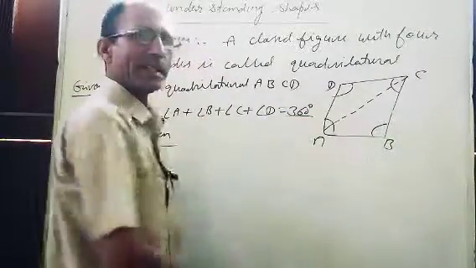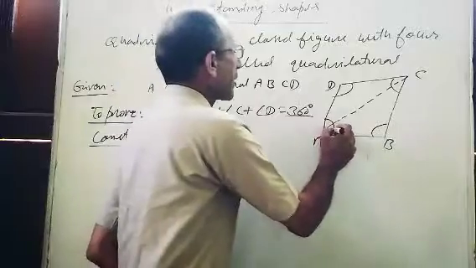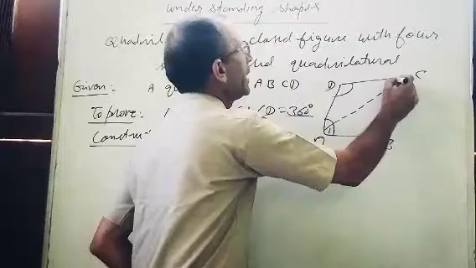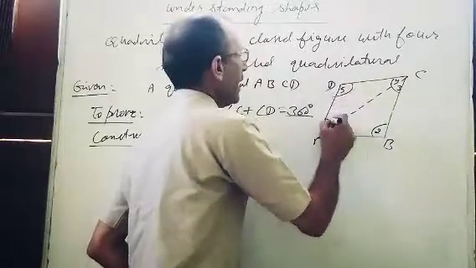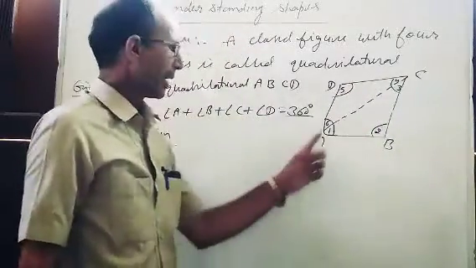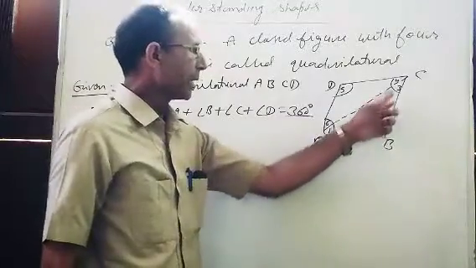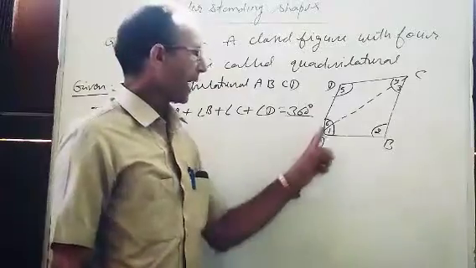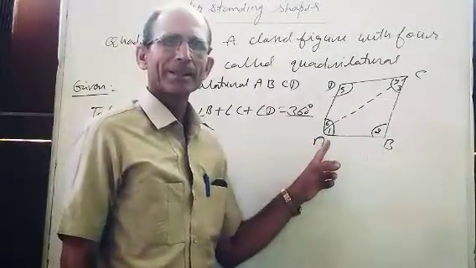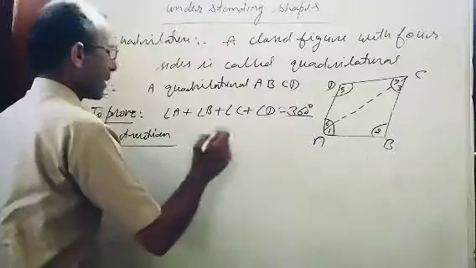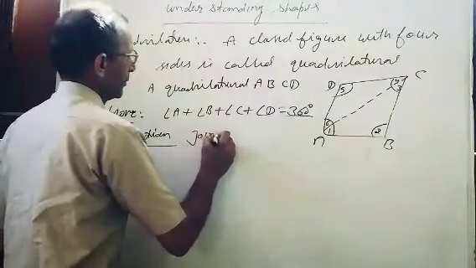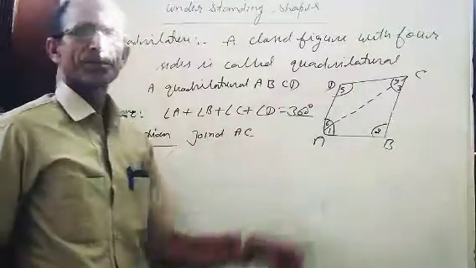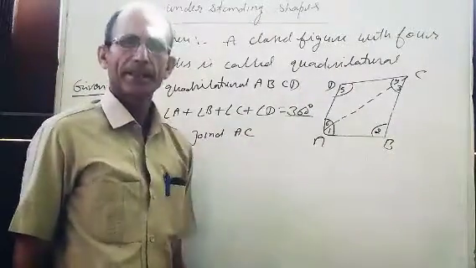So I joined AC. Now, to keep it simple, you can name the angles angle 1, angle 2, angle 3, angle 4, angle 5, angle 6. I have written angle 1, 2, 3, 4, 5, 6 here, so there will be no confusion. If we write like this, you will understand easily. So, construction: join AC.